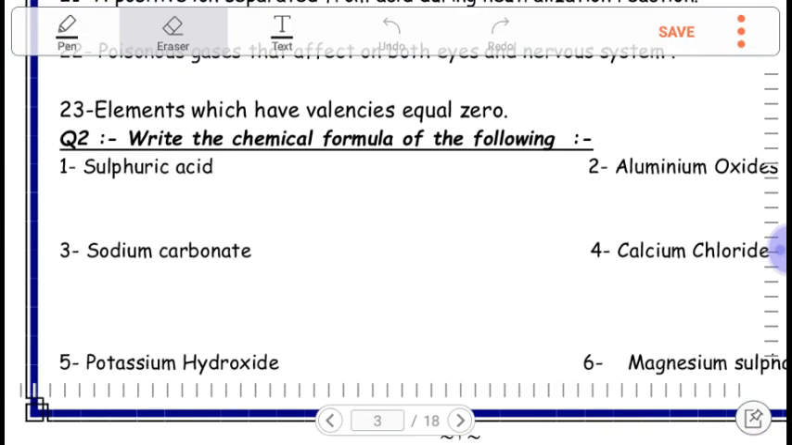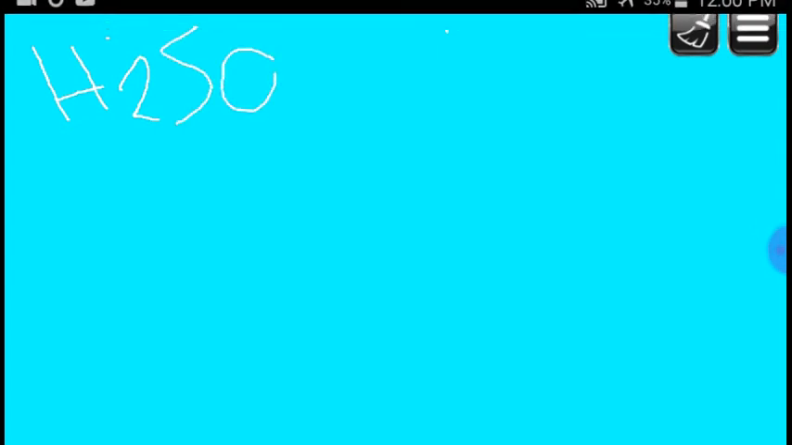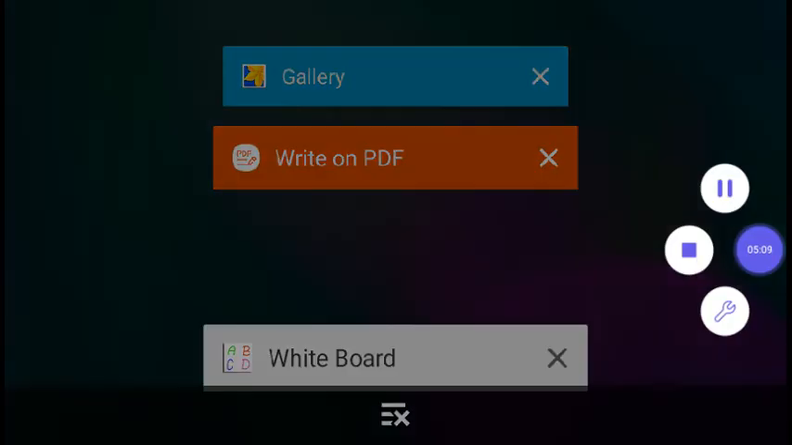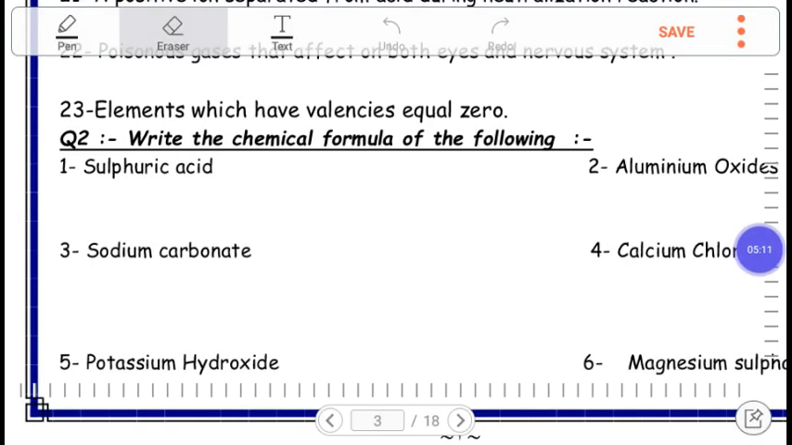Write the chemical formula for each of the following. Number 1, sulfuric acid. The formula of sulfuric acid is H2SO4. Number 2, aluminium oxide.